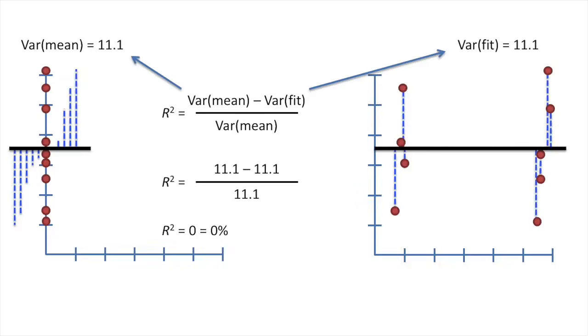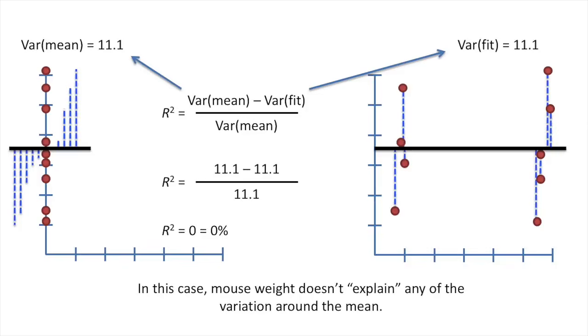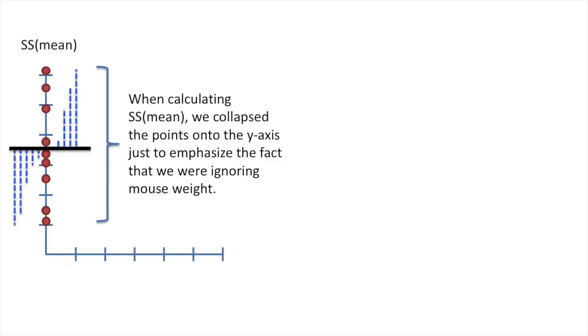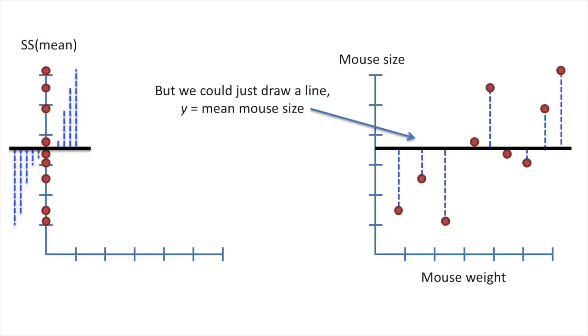So we plug those numbers in and we get r squared equals 0, which equals 0%. In this case, mouse weight doesn't explain any of the variation around the mean. When calculating the sum of squares around the mean, we collapse the points onto the y-axis just to emphasize the fact that we were ignoring mouse weight. But we could just as easily draw a line, y equals the mean mouse size, and calculate the sum of squares around the mean around that.